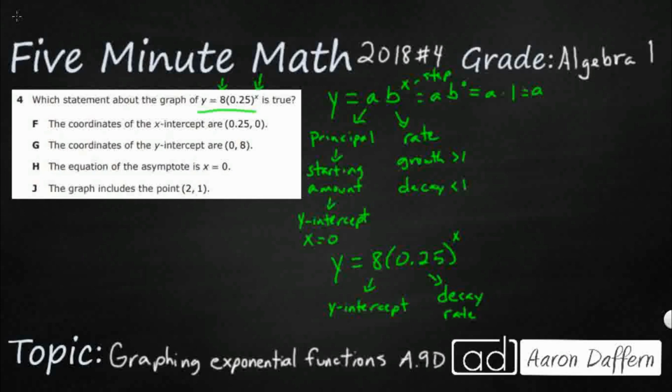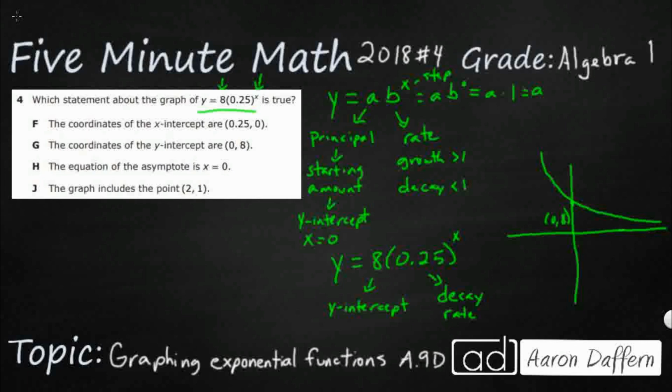So if I were to draw this, it would look something like this. Since it's a decay rate, let's put our y-intercept right there at 8. And we're going to kind of just decay like this. And it's going to kind of land something like that. Okay? So let's take a look at our answer choices.